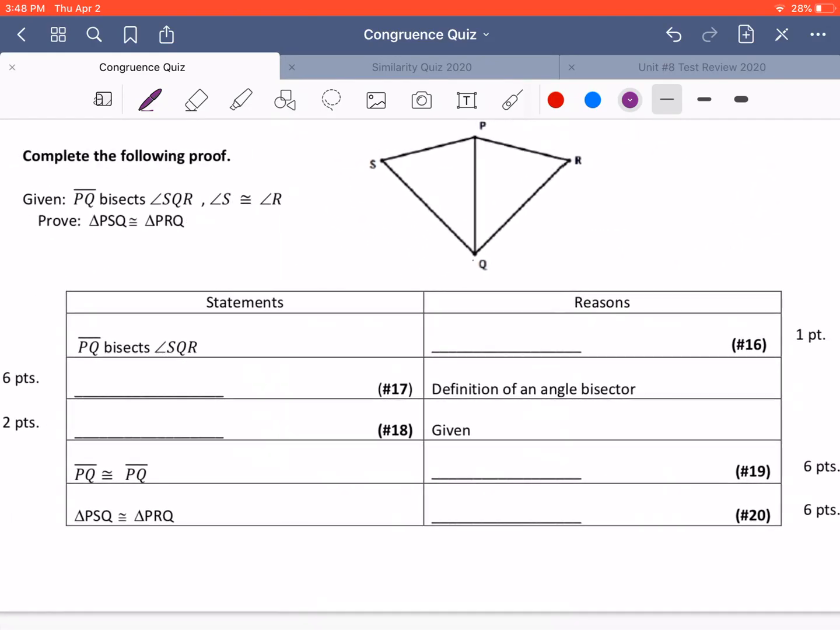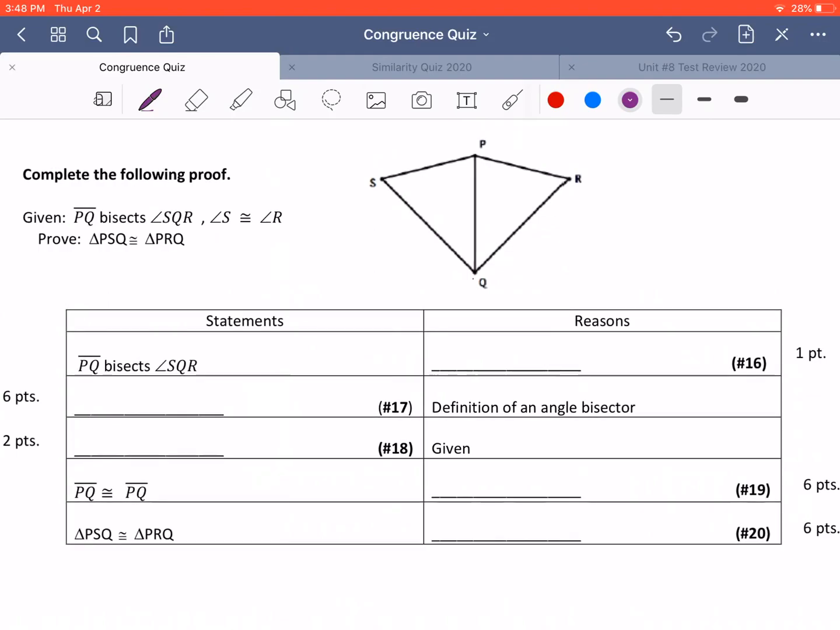Okay, and the last problem, complete the following proof. If we start off by just labeling our picture, so it says PQ bisects angle SQR. So if PQ, which is this line, bisects the big angle SQR, that means that I'm going to have two congruent angles right there. One here, one here. Those are going to be congruent. This reason here would be that it's given.